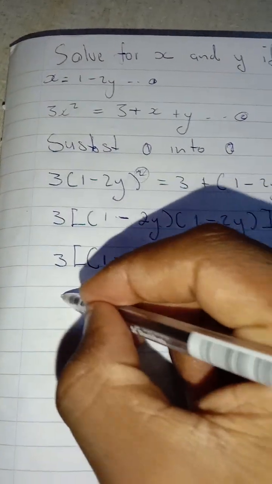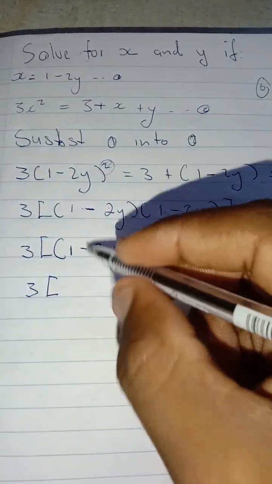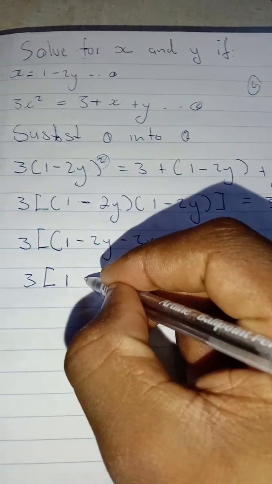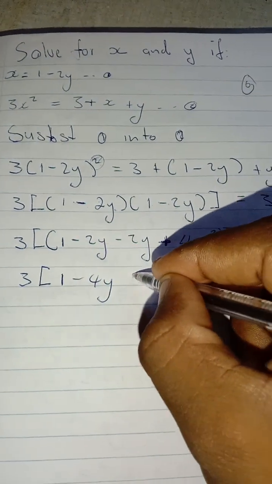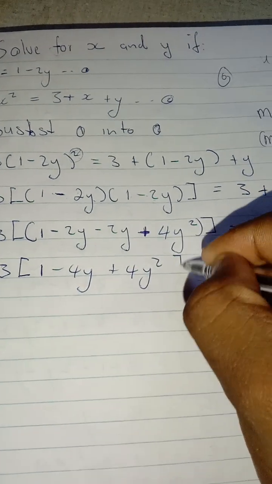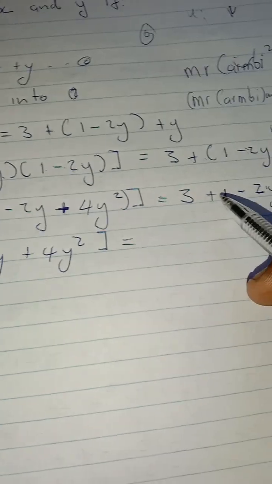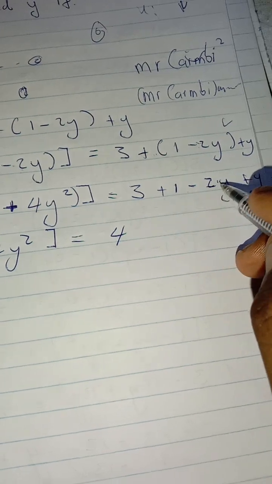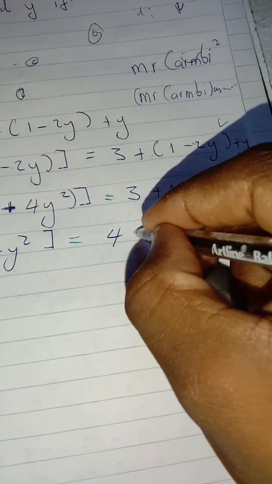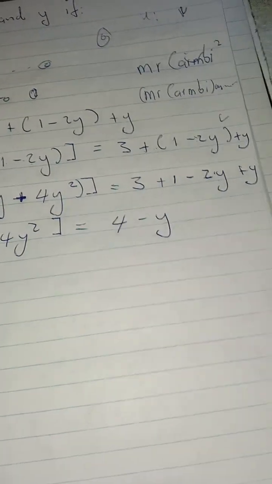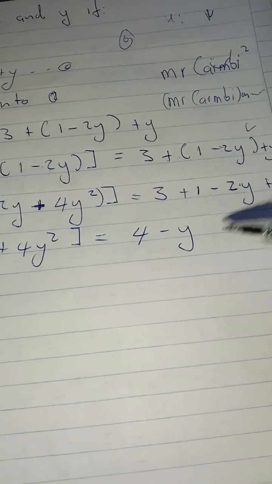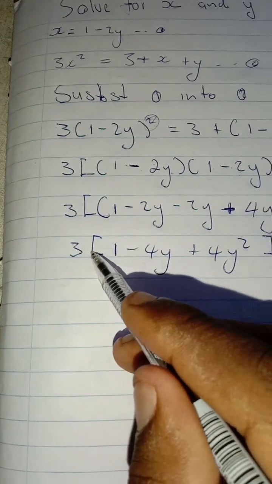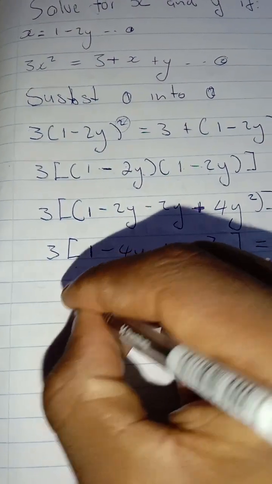And then we are here, just ignore this 3, ne? And then just add here, so it's gonna be 1 minus 4y plus 4y squared, and then see bracket, and then 3 plus 1 is 4, and then negative 2y plus y, it's negative 1, so there's 1 here, so we're gonna say negative y, ne? Okay, now this 3 is gonna work now. 3 times 1, it's 3.